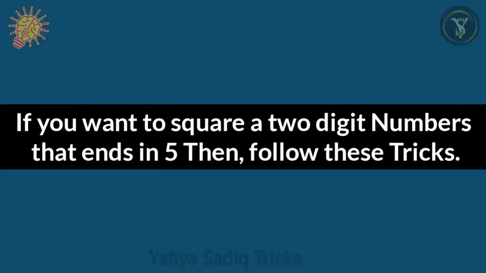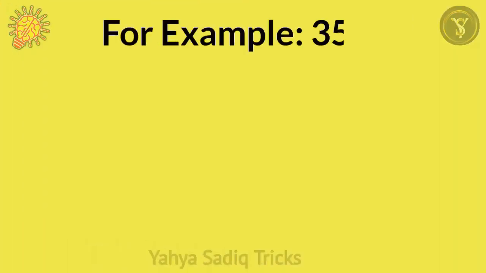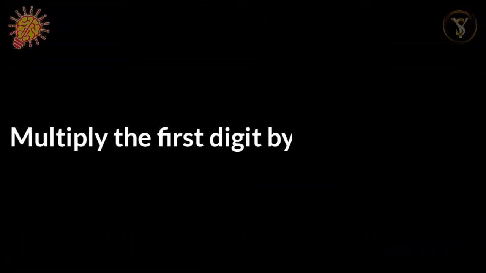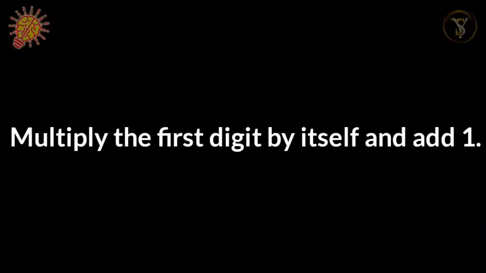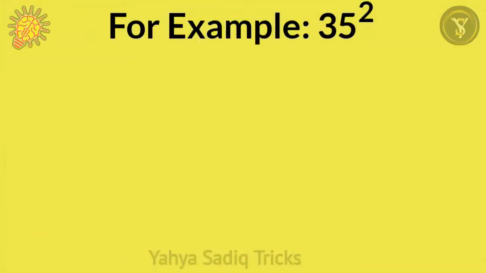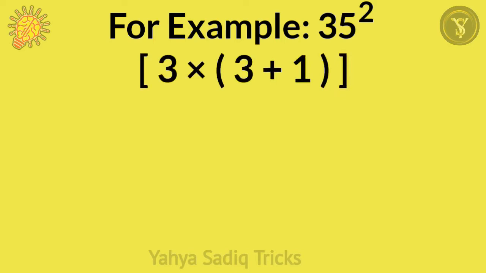If you want to square a two-digit number that ends in 5, then follow these tricks. For example, 35 squared. There are two steps to solve this. Step number 1: multiply the first digit by itself and add 1. So here the first digit is 3. We have to multiply 3 by itself and add 1. So 3 multiplied by 3 and plus 1.